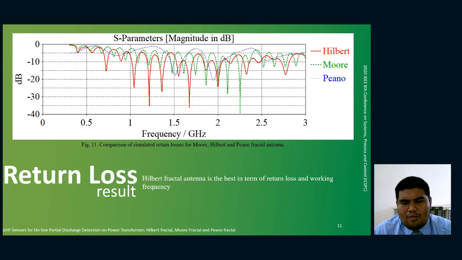Here we see the comparison of these three proposed antennas. As we can see, Hilbert Fractal is the best in terms of return loss and working frequency.